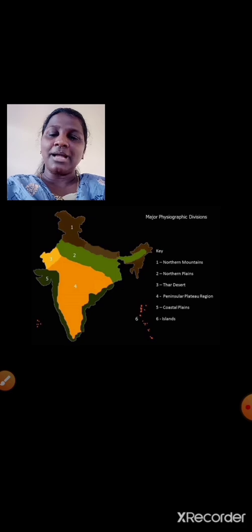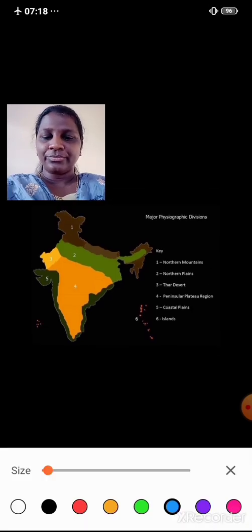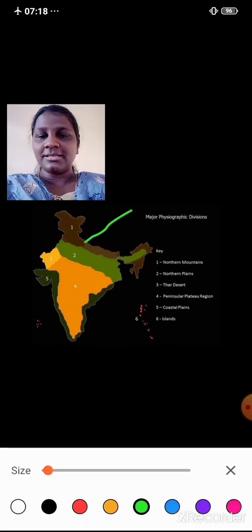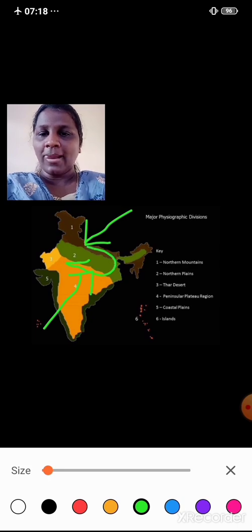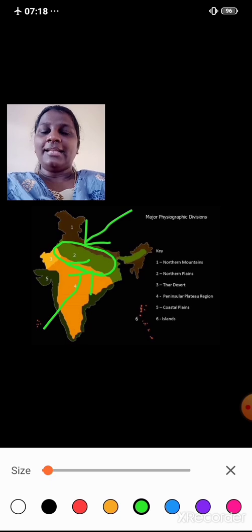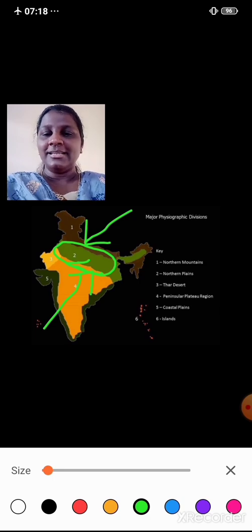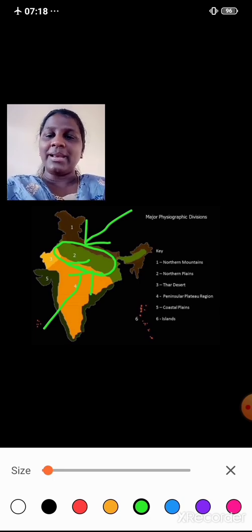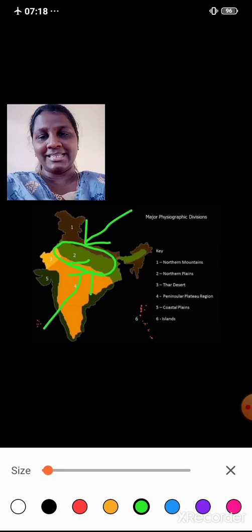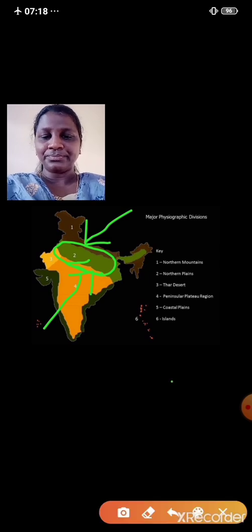Have a look at this map, students. This is the mountainous region, right? Northern mountains. This is peninsular plateau, the northern part of peninsular plateau. And the southern part of the Himalayas. This region is the northern plains. And the northern plains, how it was formed? Let's see now.